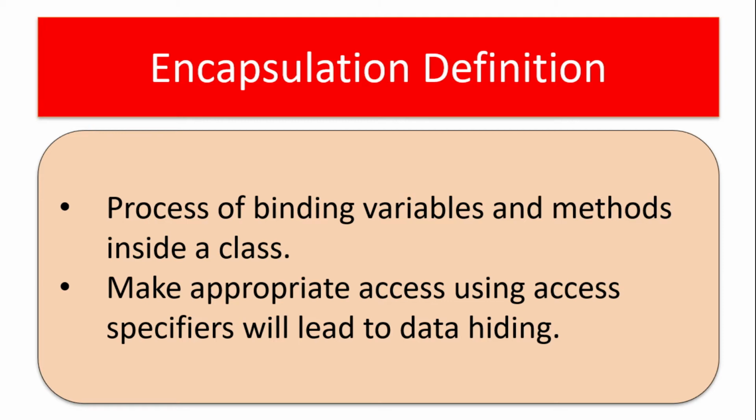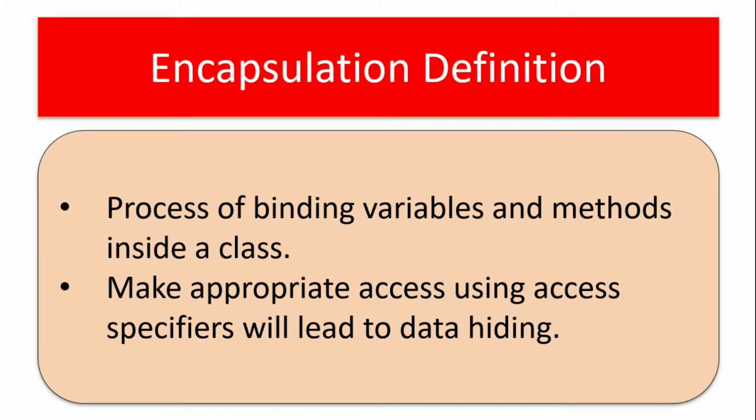So for example, there will be an integer variable in a class, and making that integer variable private and preventing that variable from being accessed from outside the class. This is one kind of data hiding. So making appropriate access using access specifiers will lead to data hiding. So this entire process is called encapsulation.